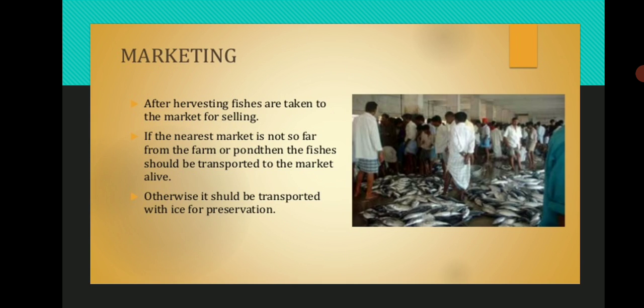Marketing. After harvesting, the fish are taken to a market for selling. If the nearest market is not far from the farm and pond, then fishes should be transported to the market alive. Otherwise, they should be transported with ice for preservation.